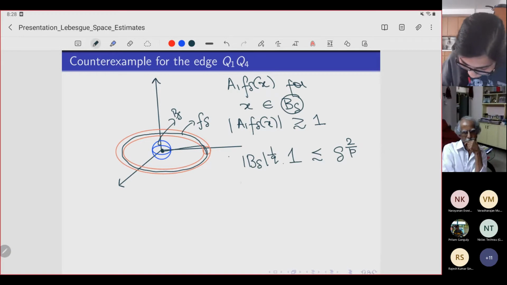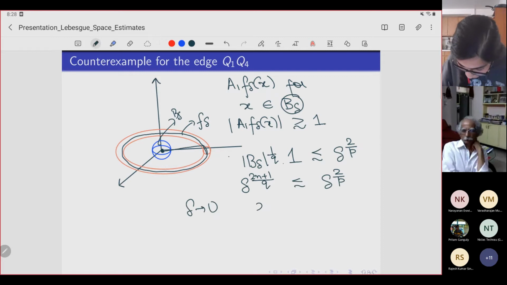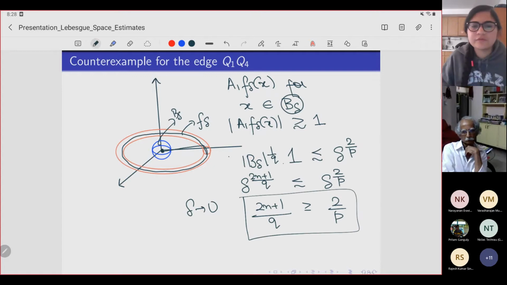And the volume of the ball is just delta to the power 2n plus 1. So I'll have delta to the power (2n+1) over q is less than or equal to delta to the power 2 over p. And as we take delta to 0, this is just (2n+1) over q is greater than or equal to 2 over p. And that's my condition for q1, q4. And this is a line passing through the origin.